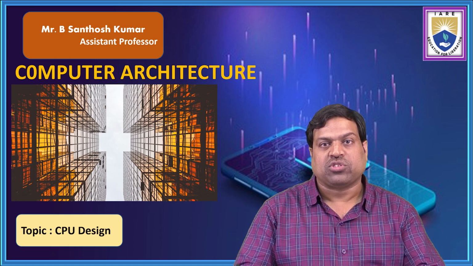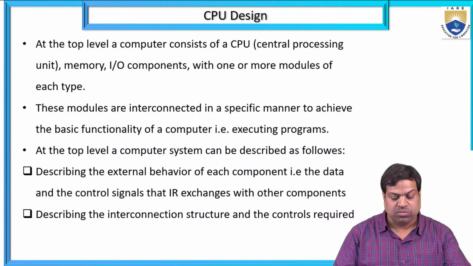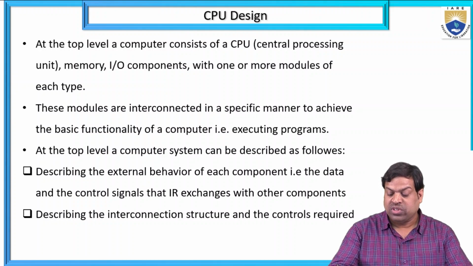CPU is nothing but a Central Processing Unit. At the top level, a computer consists of a CPU, that is Central Processing Unit, a Memory Unit, and Input-Output components, with one or more modules of each type. These modules are interconnected in a specific manner to achieve the basic functionality of a computer, that is executing programs. The top level of a computer system can be described as follows: describing the external behavior of each component, that is the data and the control signals that IAR exchanges with other components, describing the interconnection structure and the controls that are required. So what I am saying is, CPU is the Central Processing Unit.